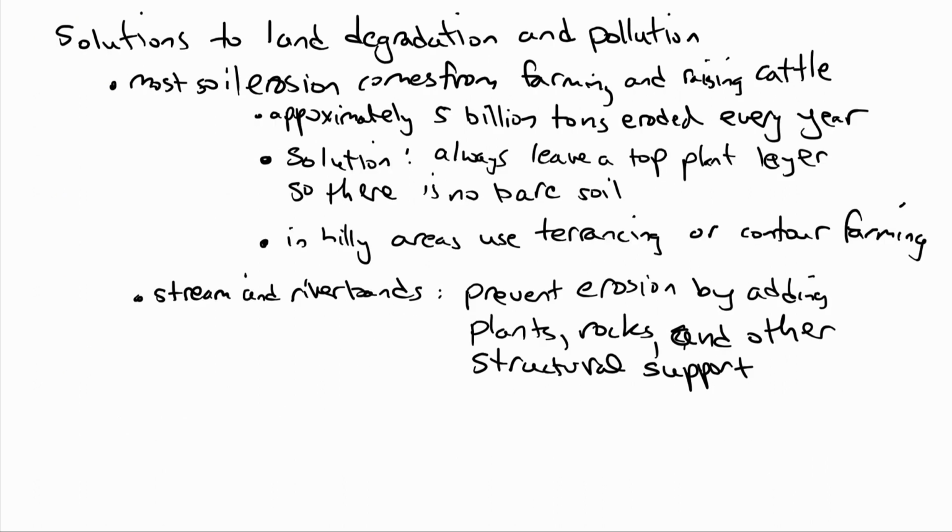So, solutions to land degradation and pollution. Most soil erosion comes from farming and raising cattle, so approximately 5 billion tons are eroded every year. So the solution is to always leave a top plant layer so that there's no bare soil, okay? In hilly areas, you can use terracing or contour farming. Then around streams and riverlands, prevent erosion by adding plants, rocks, and other structural support.